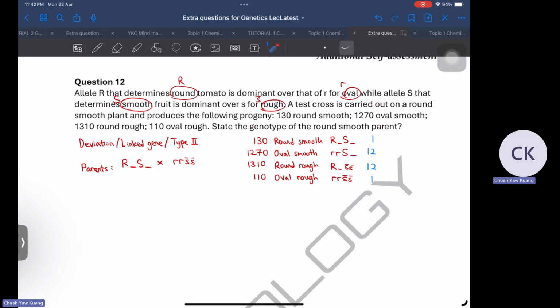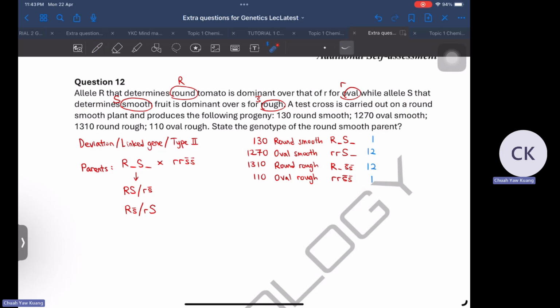Based on the ratio here, first thing first, let's say it's a linked gene. We all know that there are different ways to write that. If it's heterozygous, then there are two ways to write it. It's big R big S slash small r small s, or it can be big R small s slash small r big S.